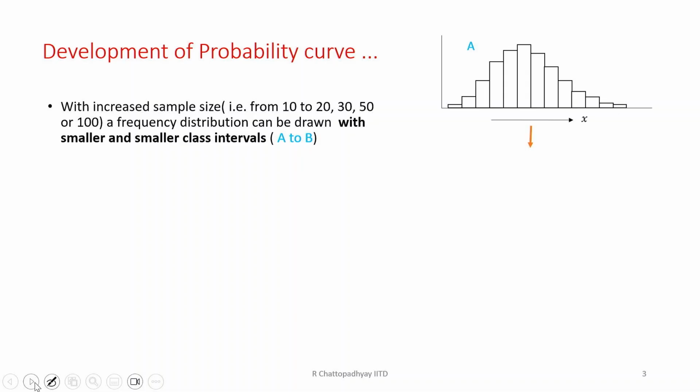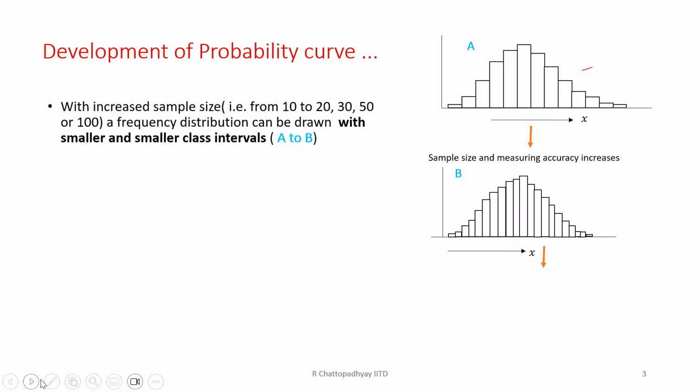So when you have a large volume of data, then it is possible to have more number of classes and with narrow width or narrow intervals between them. So like it is shown, there is a histogram here, and if we increase the number of classes, then the corresponding histogram will look like this. Class width has decreased. It has almost become half now.